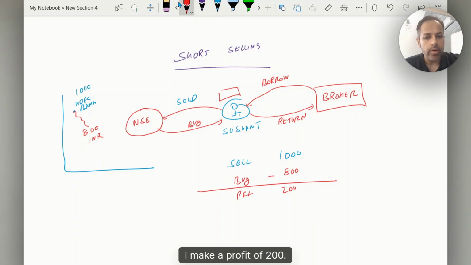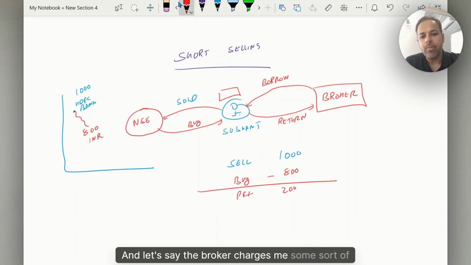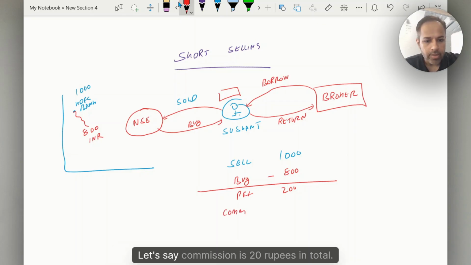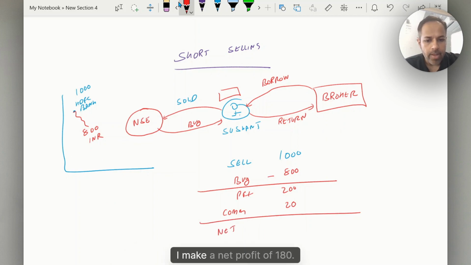I make a profit of 200, and let's say the broker charges me some sort of commission. Let's say the commission is 20 rupees. In total, I still make a net profit of 180.